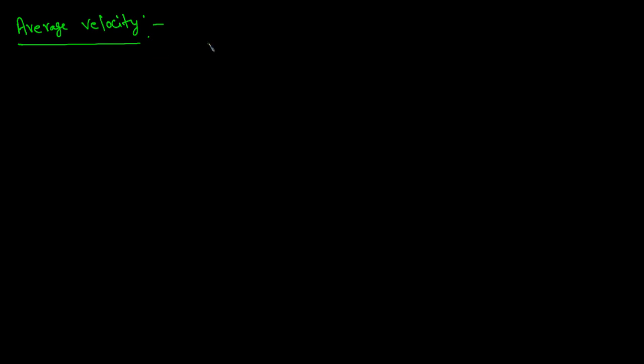So first of all, let's talk about velocity. What is velocity? Velocity is the displacement of a particle or a body per unit time. So displacement over time. That's your velocity, and velocity is a vector quantity.